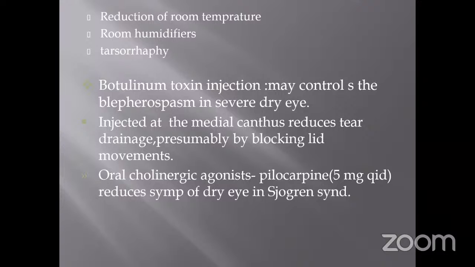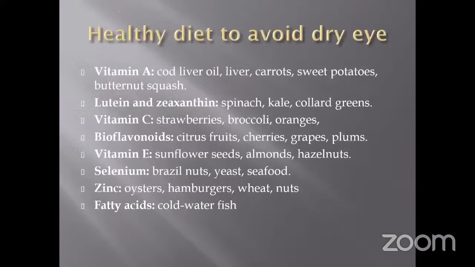It reduces tear drainage, presumably by blocking the lid ligaments. And in Sjogren syndrome, symptoms are managed with oral cholinergic agonists like pilocarpine. And also we have to follow a healthy diet to avoid dry eye, which is important. It is rich in vitamin A, lutein, zeaxanthin, vitamin C, bioflavonoids, vitamin E, selenium, zinc, and fatty acids.